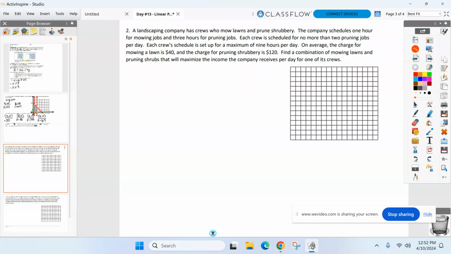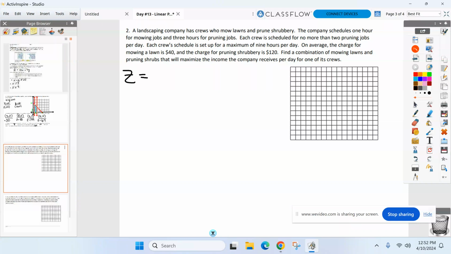And here's your charge. So here's what we're looking for. I want to make the max amount under these conditions. So how many lawns do I have to mow? How many shrubs do I have to prune? That's what the question is. What's the most amount of money I can make, and how many of each do I have to do? So let's start out with our z function. Our z equals, what do we want to find? The max amount of money.